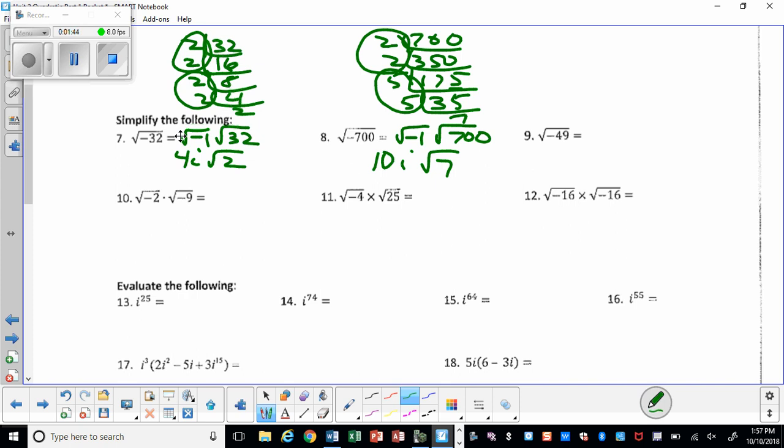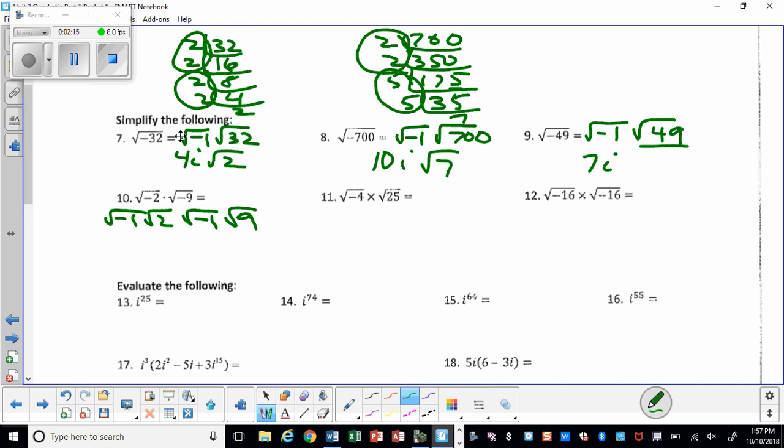And then for the 49, again, I've got the square root of negative 1 times the square root of 49. So that is a perfect square, so I've got 7i. And now this is the square root of negative 2, so that is the square root of negative 1 times the square root of 2. And then I've got times the square root of negative 1 times the square root of 9.